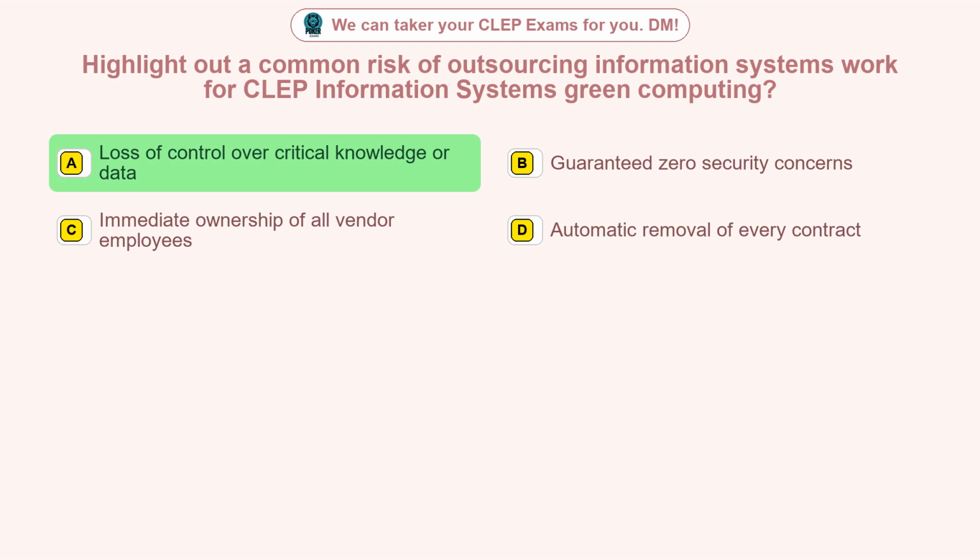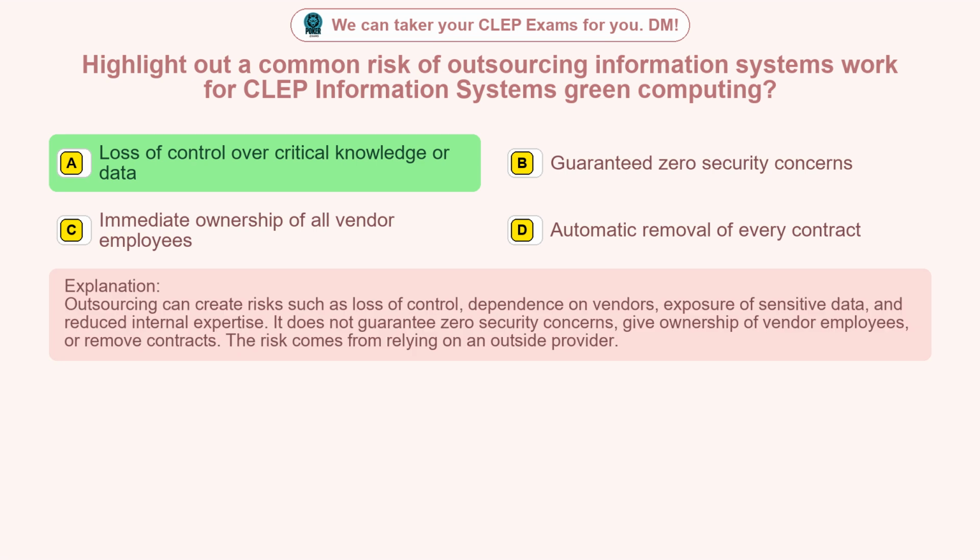The correct answer is option A. Loss of control over critical knowledge or data. Outsourcing can create risks such as loss of control, dependence on vendors, exposure of sensitive data, and reduced internal expertise. It does not guarantee zero security concerns, give ownership of vendor employees, or remove contracts. The risk comes from relying on an outside provider.